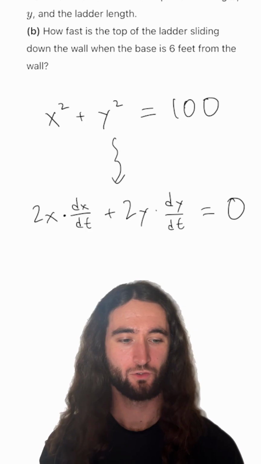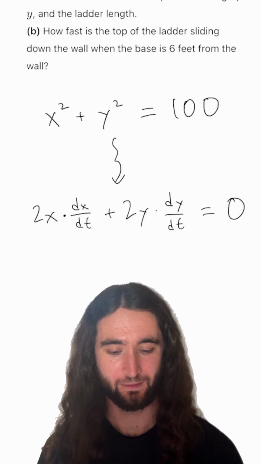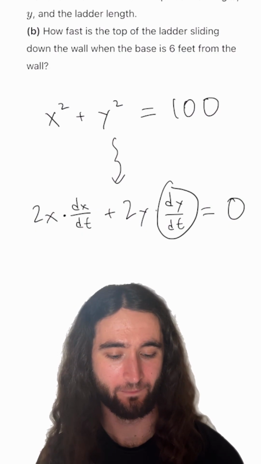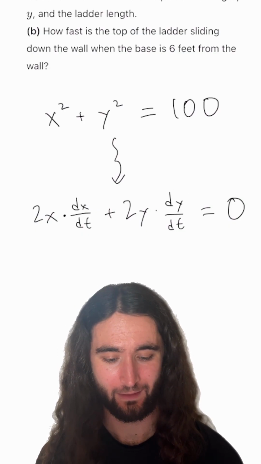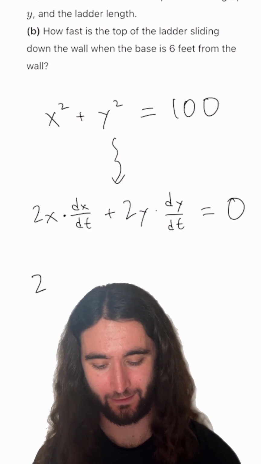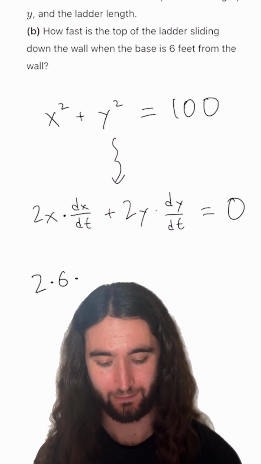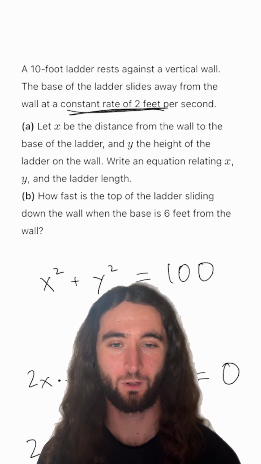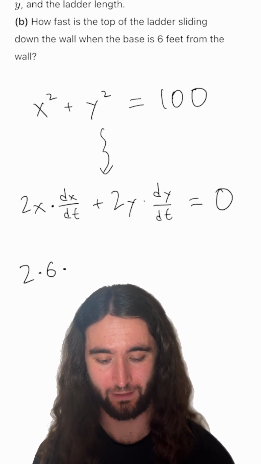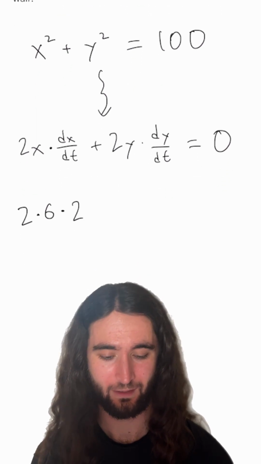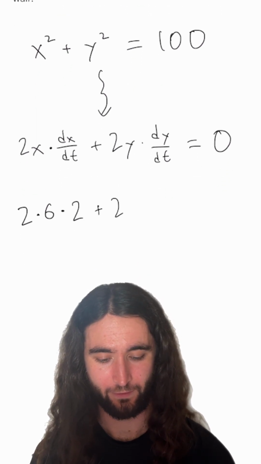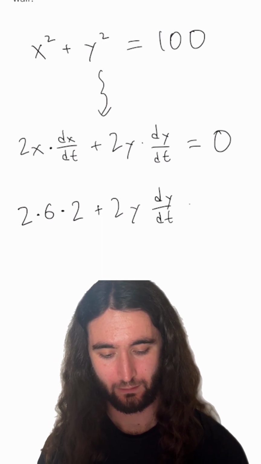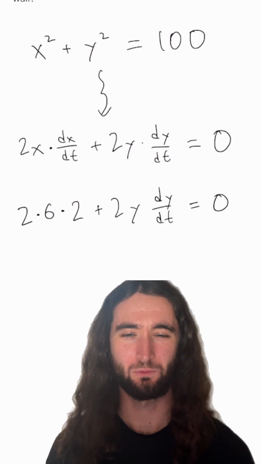Okay, so now we need to figure out how fast the ladder was sliding down the wall. In other words, they're asking for dy/dt when x was 6. So we'll fill in 6 for x. dx/dt, they said, was always 2, right? They said that it's sliding away from the wall at a constant rate of 2. So dx/dt is simply 2. But then we're still left with two unknowns here. We've got y and dy/dt.